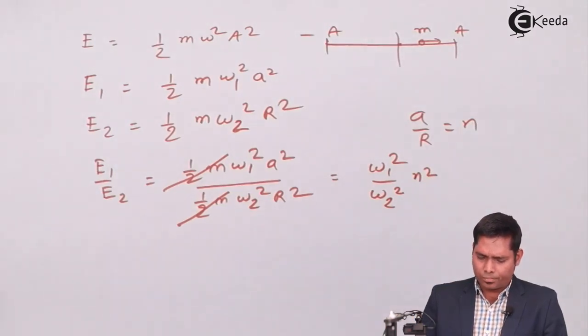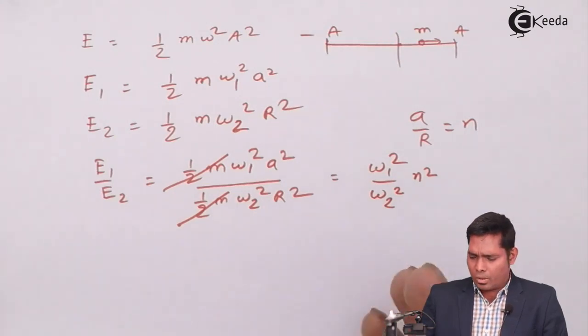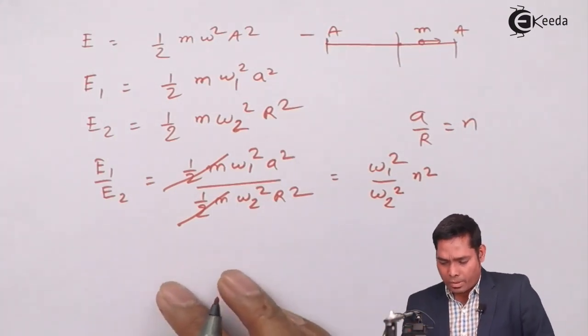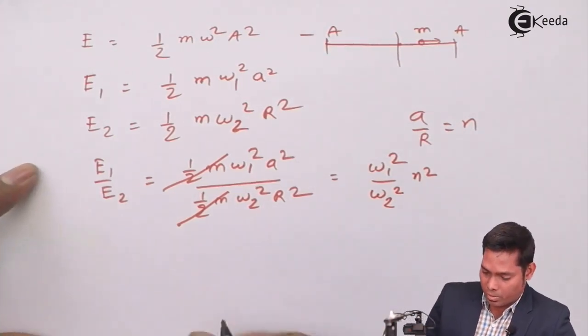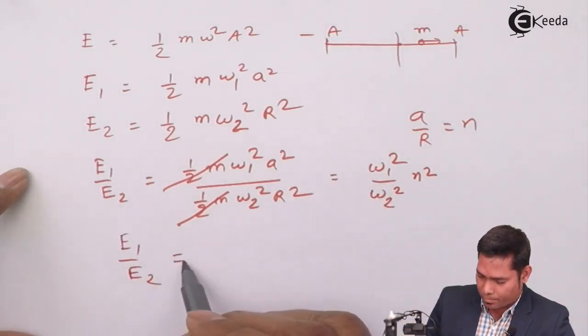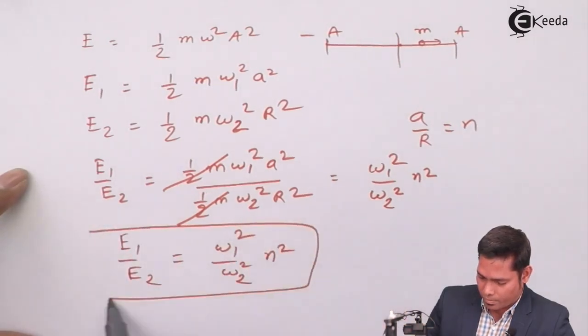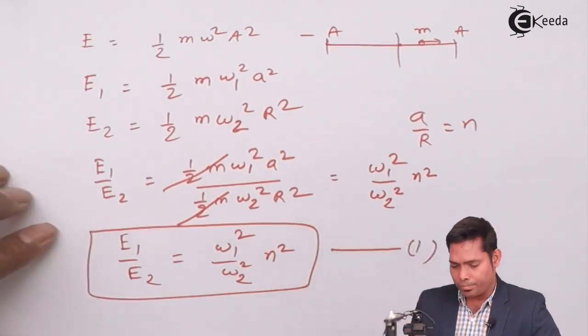Okay, now I want to replace this n with some omega 1 and omega 2, that way to see. So this is I'll write equation number 1, omega 1 square by omega 2 square into n square. This is my equation 1.